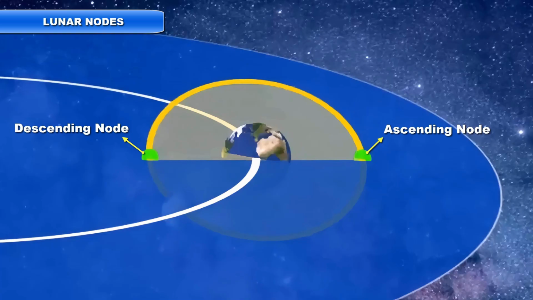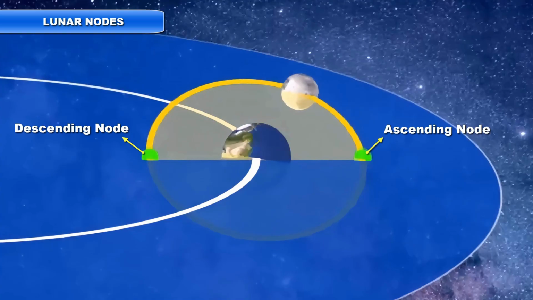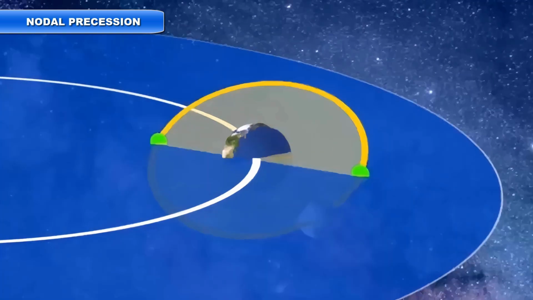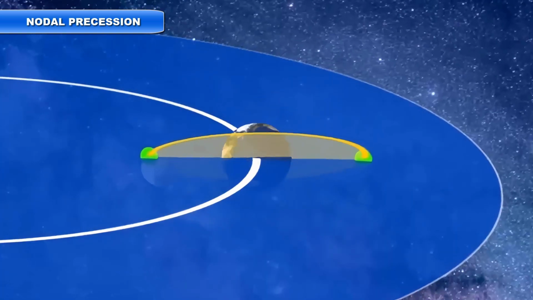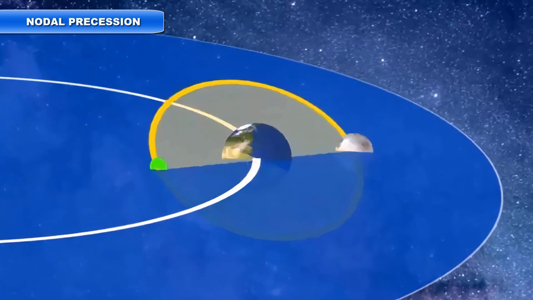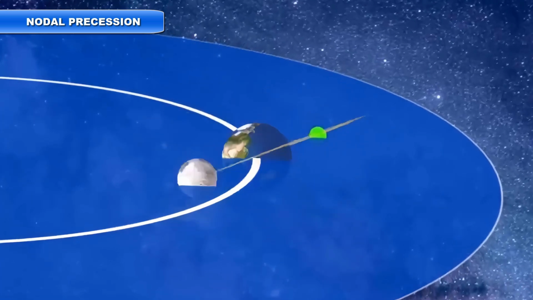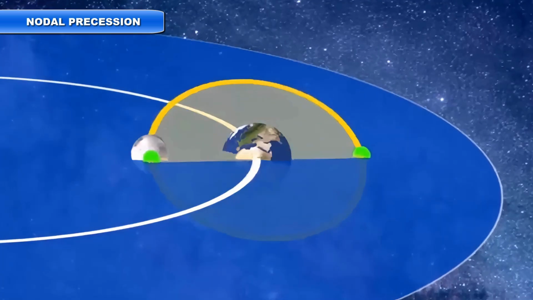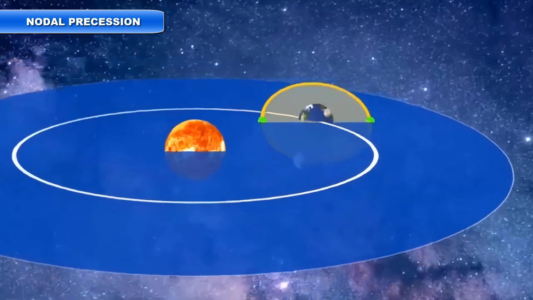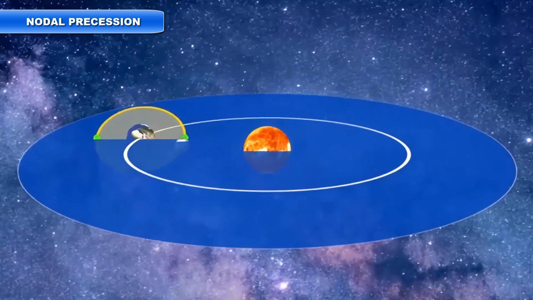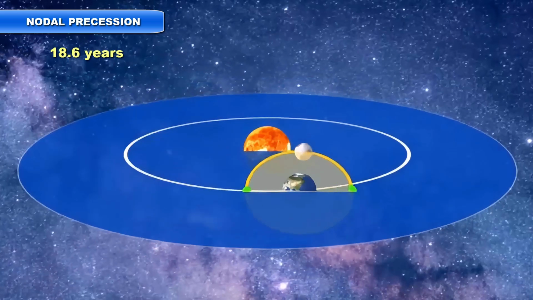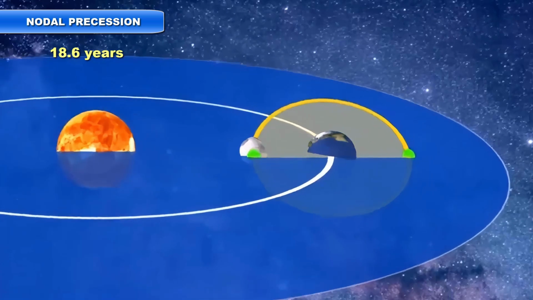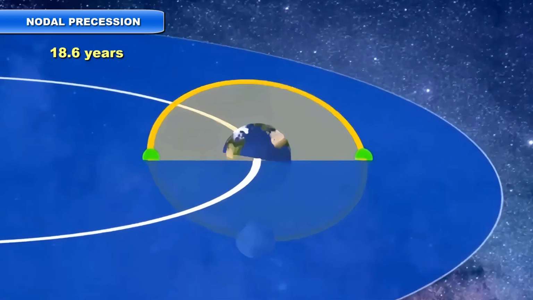Note that the lunar nodes are not stationary. Due to gravitational perturbations, mainly from the Sun, these nodes slowly move in a retrograde direction, that is, opposite to the Moon's motion. This gradual shift of the nodes is known as nodal precession. The full cycle of nodal precession, meaning the time it takes the nodes to complete one full revolution around the ecliptic, is about 18.6 years. By the end of this period, the nodes will have returned approximately to their original positions.